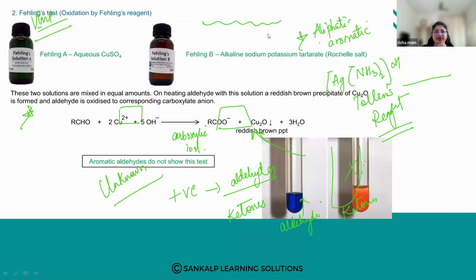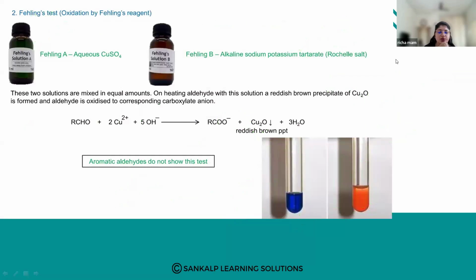The next one is Fehling's solution. Now, what is this Fehling's test? Fehling's solution is obtained by mixing two solutions, Fehling's A plus Fehling's B. How do we obtain Fehling's solution? By adding two different solutions, Fehling's A and Fehling's B.